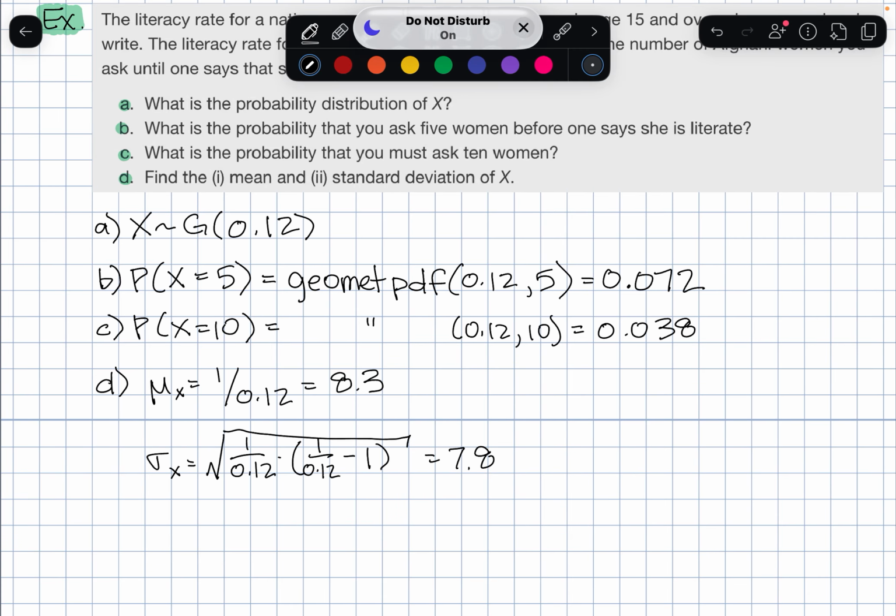Which is almost as big as our mean. This is a much bigger spread. So I could have a wide variety of answers, a wide number of trials before I encounter somebody who says she's literate. That could still be considered reasonable. Could be as low as 5, could be way above 10, because this is my measure of spread, and it's almost as big as my mean. So there's a wide range of answers that would be considered probable and reasonable.